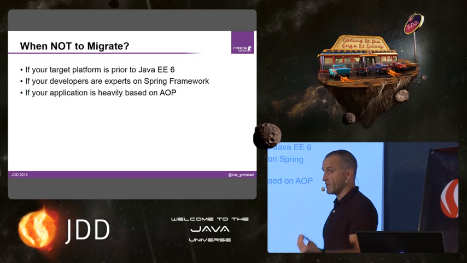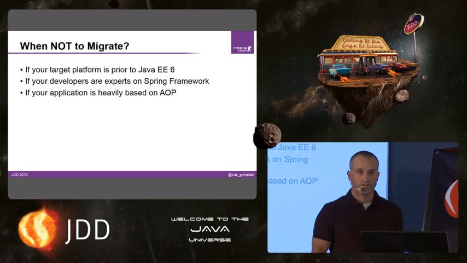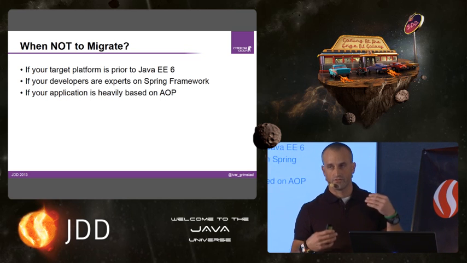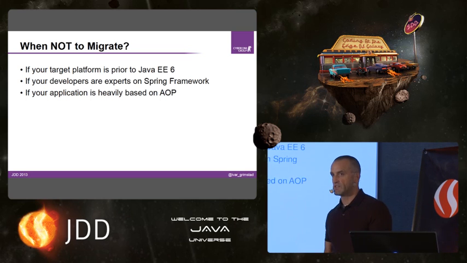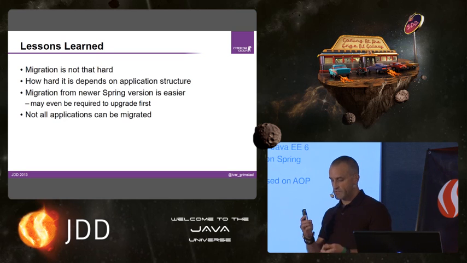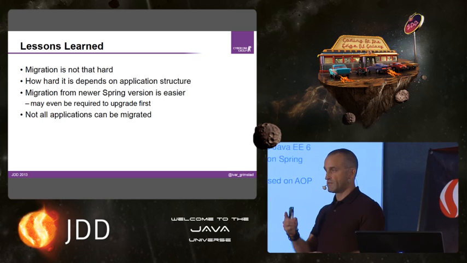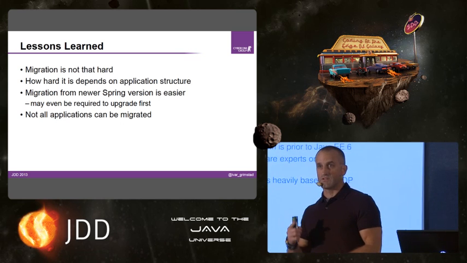So when should you not migrate? Well, if your target platform is prior to Java EE 6, I would recommend sticking with Spring. Or if you're deploying in a non-Java EE compliant container, stick with Spring. If your developers are experts on Spring, stick with Spring. Or if you're using Spring-specific technologies or are heavily based on AOP, you probably should stick with Spring as well.